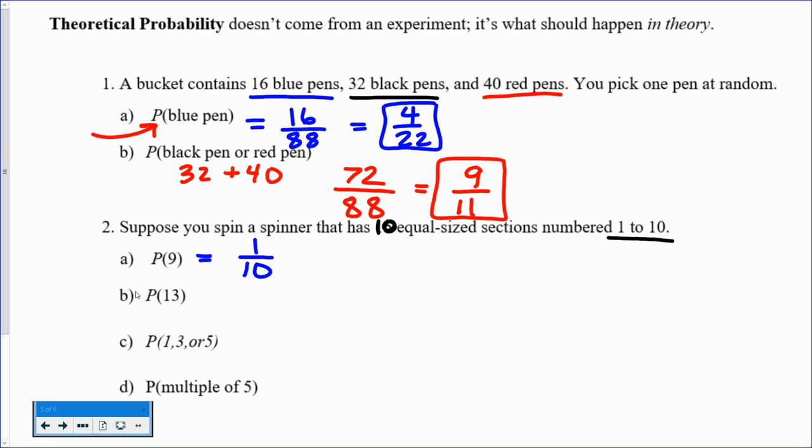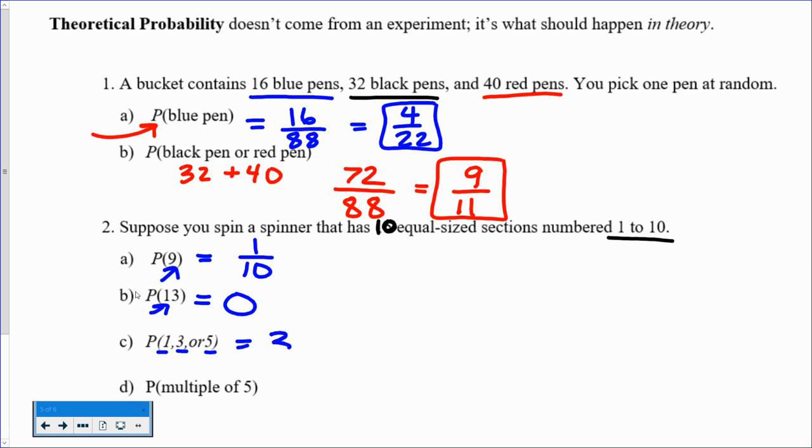I'll have a lot of students that will put 9 out of 10 because they see this 9 and they put that number on top, but that would mean that there are 9 9s in your spinner. That would be silly. Okay, probability you get a 13. Well, if we're numbered 1 to 10, there is no 13, so that probability is 0. So you will have some cases in your homework where it is not a possible situation, and that would be 0.